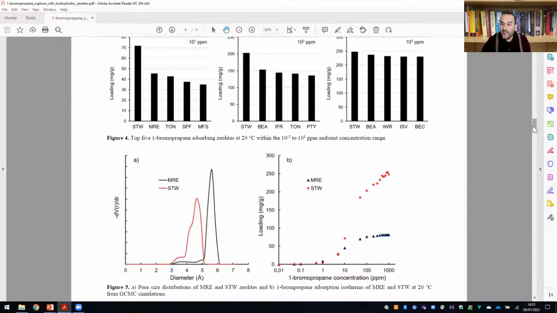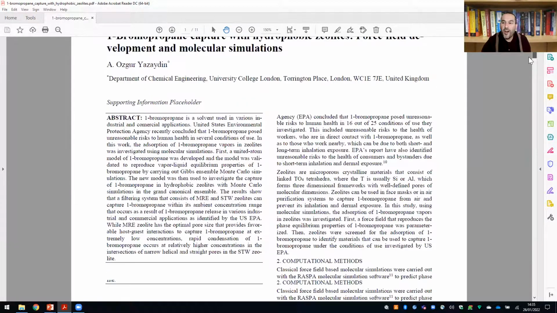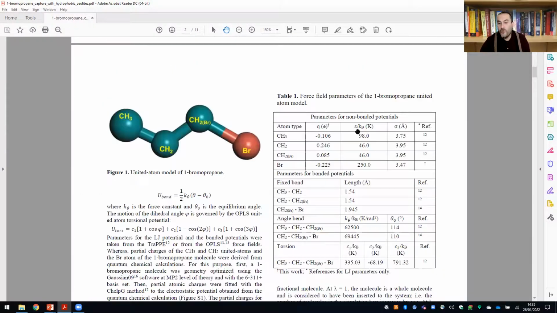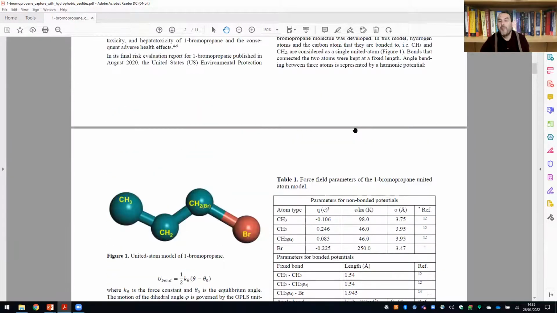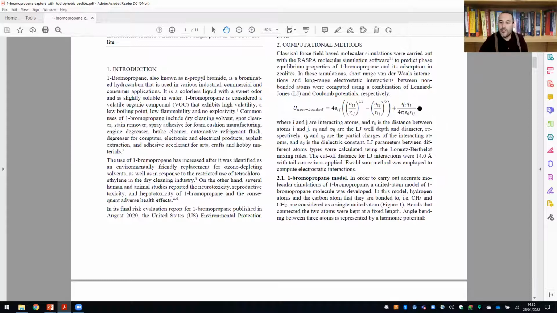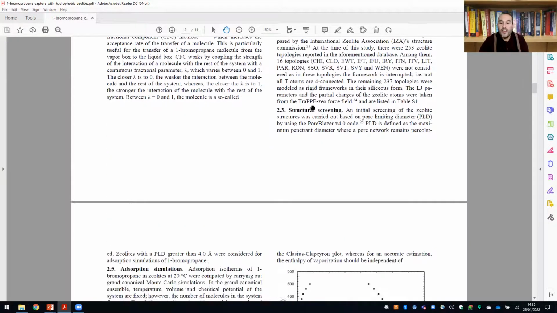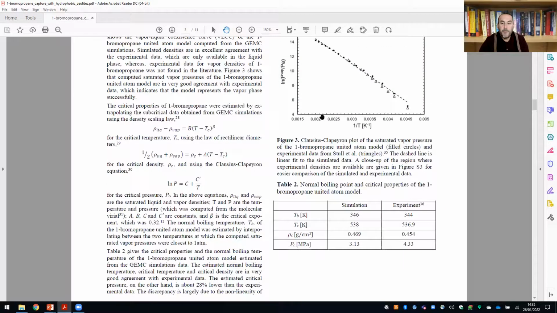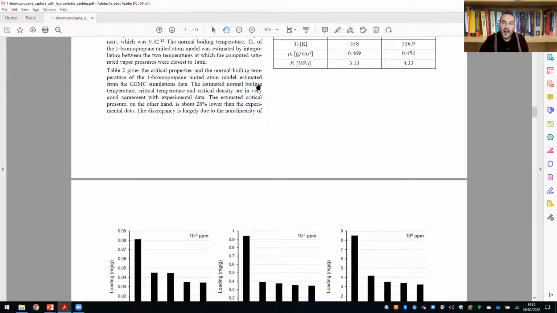This is a very nice application of how one can fit force fields against experimental data. I mean, by using some quantum chemical calculations to determine the partial charges on atoms, but also by literally trial and error, you fit sigma and epsilon so that you reproduce the phase equilibrium properties of 1-bromopropane. Okay, yeah, this is it, guys.